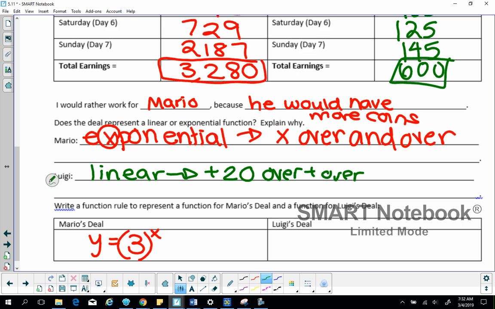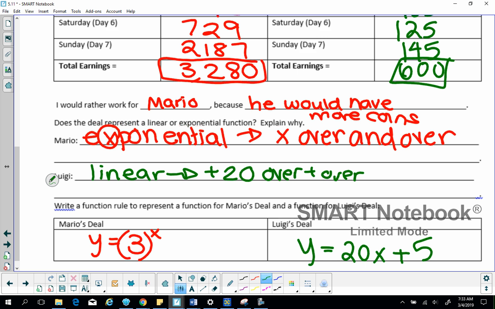Luigi's deal, who can write that as an equation? How would I write that? Go for it. Beautiful. 20x plus 5. It's increasing by 20 each time, and it starts with 5. Perfect. Cool. Does everyone have that down?